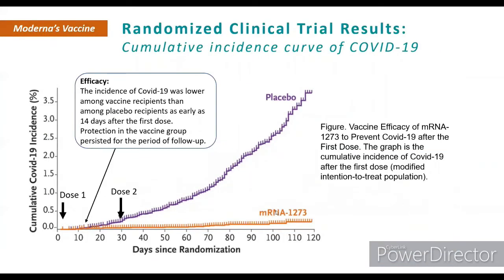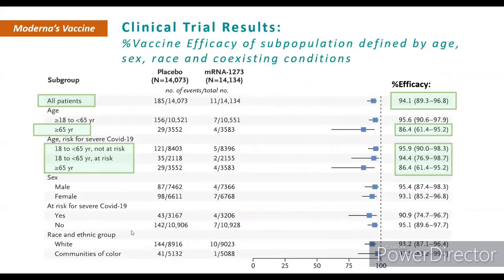Now, let's look at the Moderna vaccine clinical trial results. If we observe the cumulative incidence, the orange curve, you can see that the slope becomes almost flattened from day 14 after the first dose. This is the chart of percentage efficacy of different subpopulations and with different coexisting conditions for Moderna vaccine.